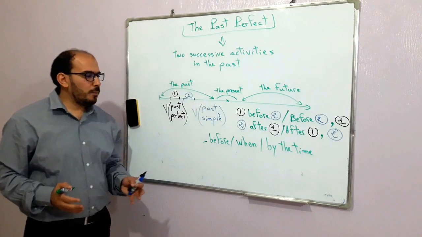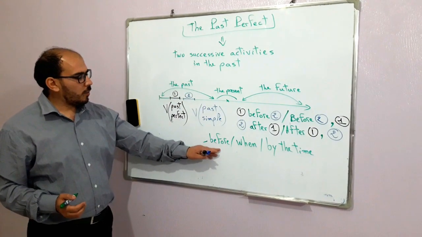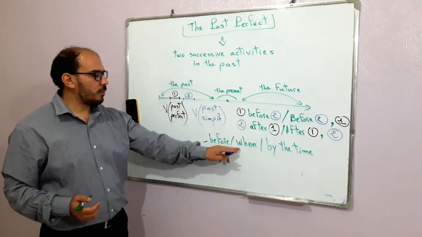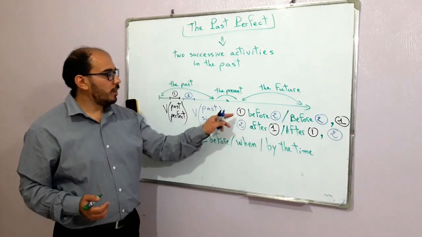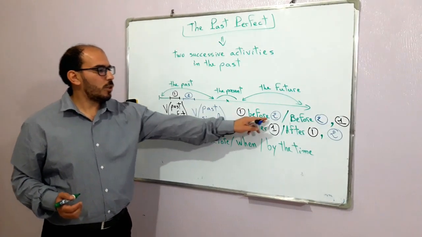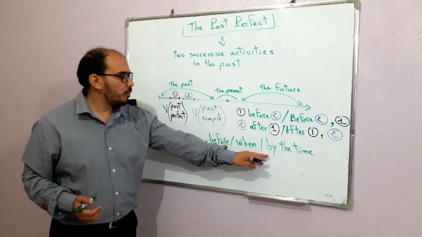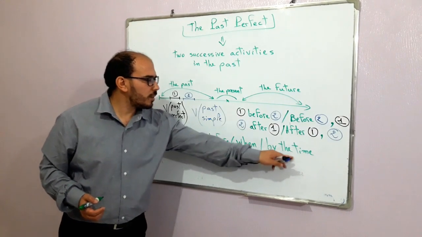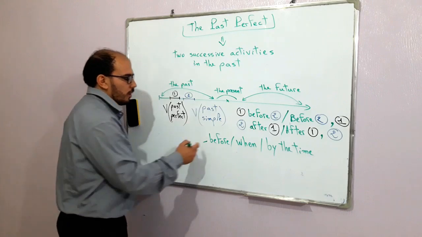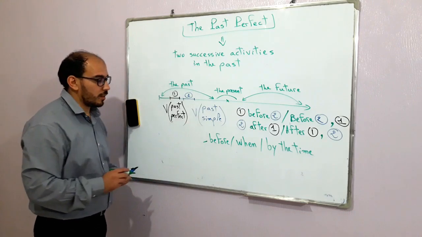They don't have the same meaning, but they follow the same rules. When I have before, it's like when I have when or by the time. So we have one before 2, like when I say by the time, we have 1 by the time we have 2. So it's the same in terms of the grammatical structure of the sentence.